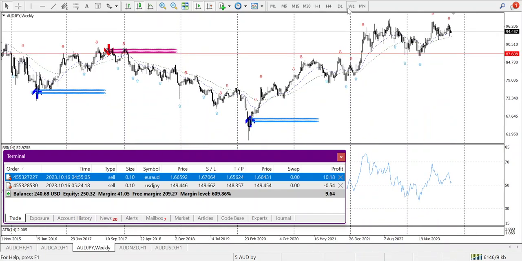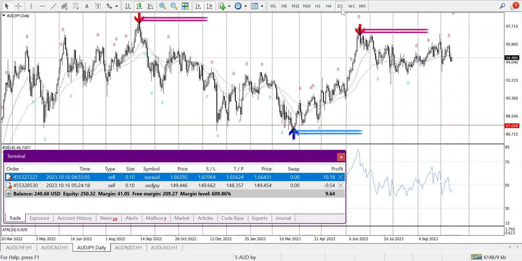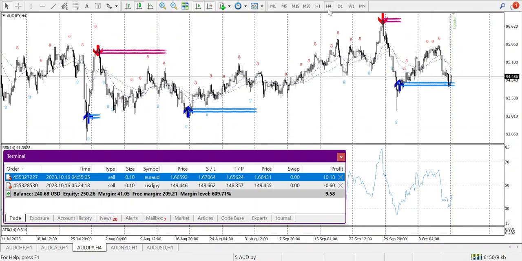Weekly, what can I see in the weekly time frame? It's a choppy market. Nothing I can see here.